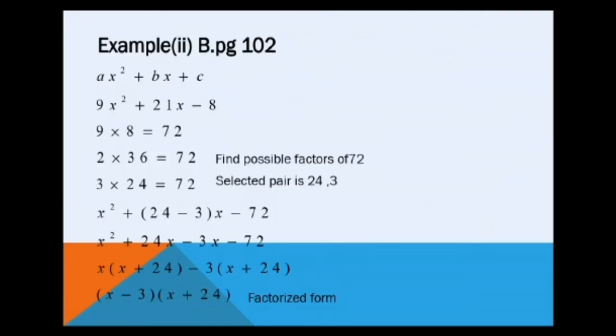Example number 2 from book page 102 has been selected. As you can observe here, 9x squared plus 21x minus 8, by comparing with the quadratic expression, is settled. So we will multiply 9 and 8, it will give you 72. Then we will find the possible factors of 72, which are 2 and 36, 3 and 24. Now we will select 3 and 24. Why? Because the subtraction of 24 and 3 will give you 21, and 2 and 36 will not be selected because they do not give 21 by adding or subtracting.